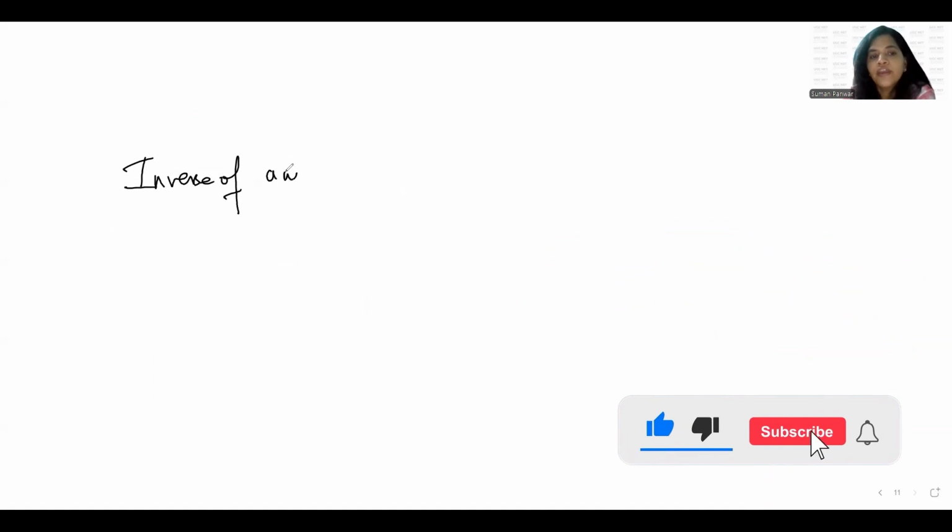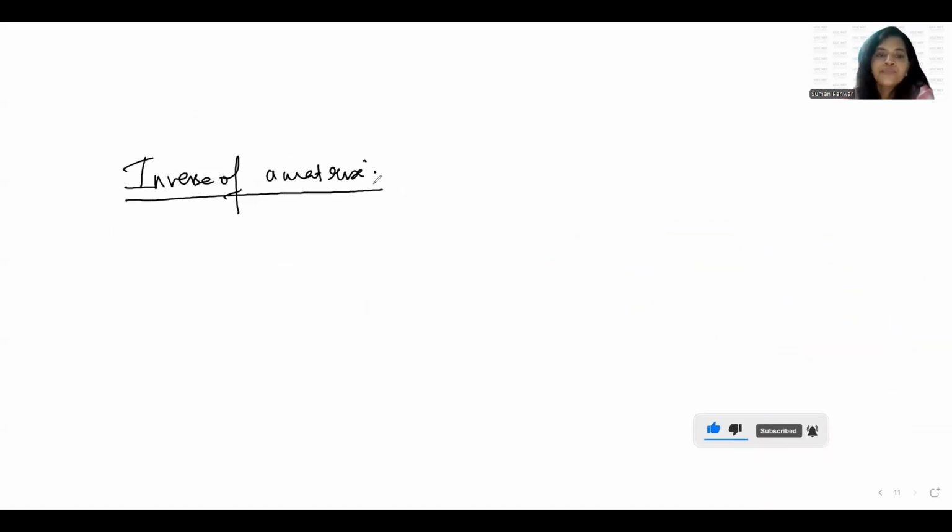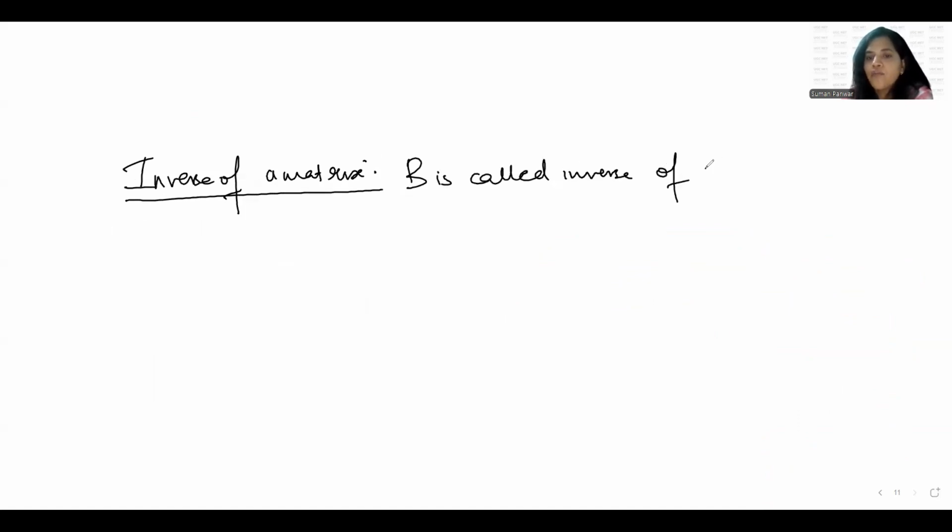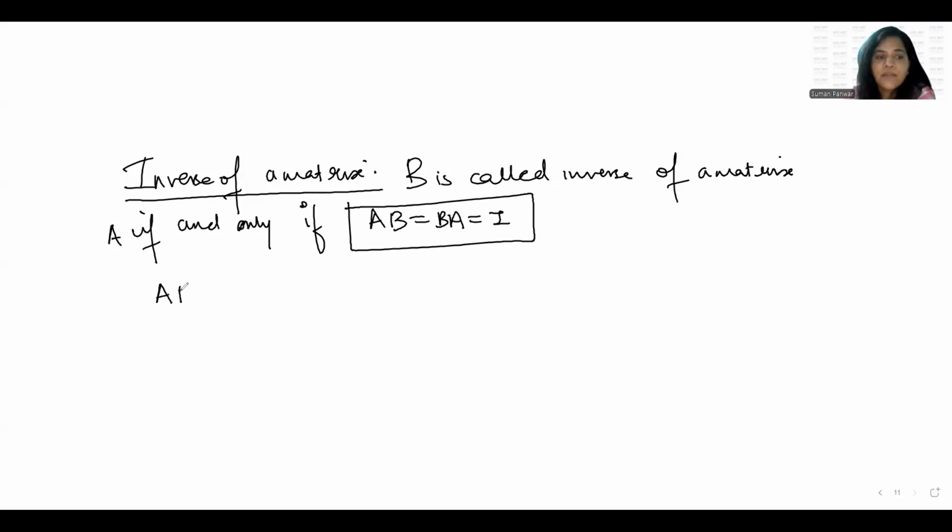Now, the next concept is inverse of a matrix. So what is inverse of a matrix? B is called inverse of a matrix A if and only if AB equals BA equals I. This is the definition of inverse of a matrix. Now, for example, AB is equal to I, and we denote B as A inverse. All right. So we want this to be equal to I.